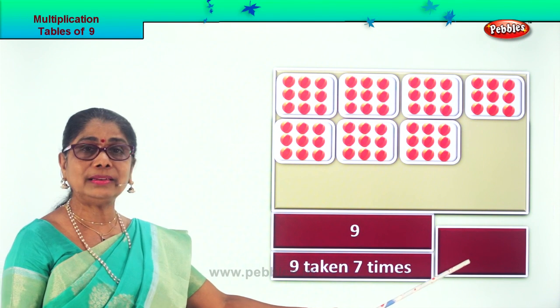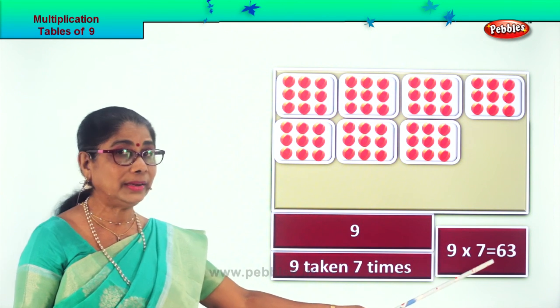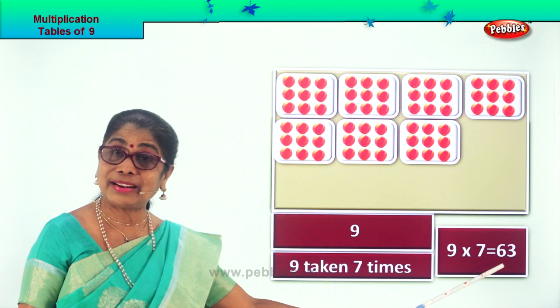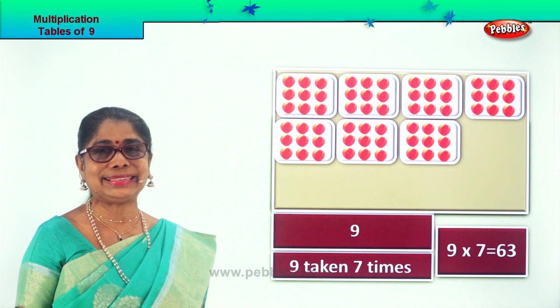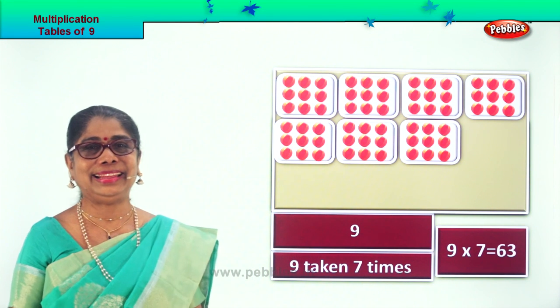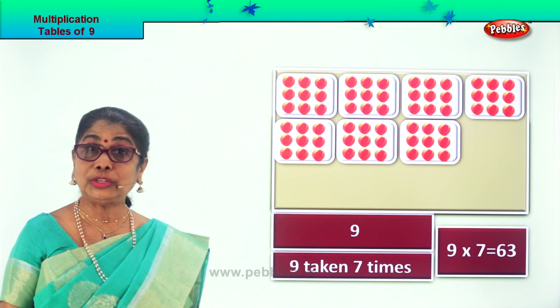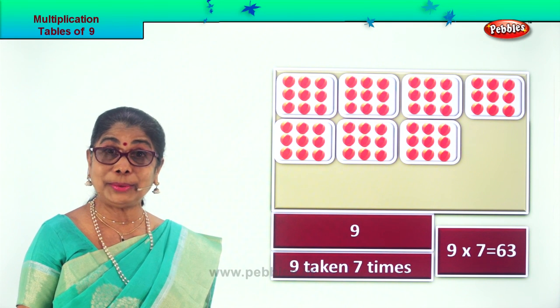9 into 7. 9 sevens are 9 into 7 or 9 sevens are equal to 63. What is 9 sevens are? 63. 9 into 7 equal to 63. Are you enjoying building 9 times table?